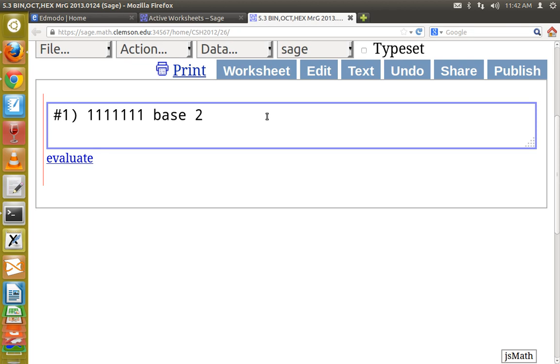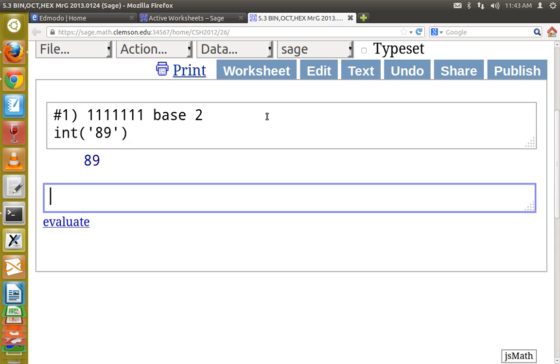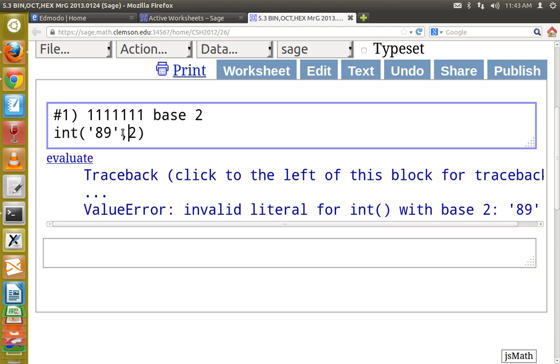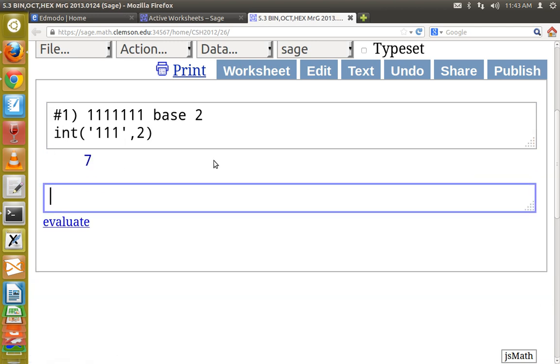How do you convert? Isn't that the int command? How does the int command work? If you put in any int in here, it'll convert it to base 10. But if I don't say what base it is, it stays the same base. Base 2, oh, I'm sorry, I said it wrong. If it is a base 2 number, it'll convert it to base 10. Like this.